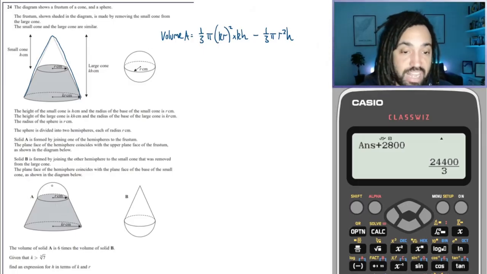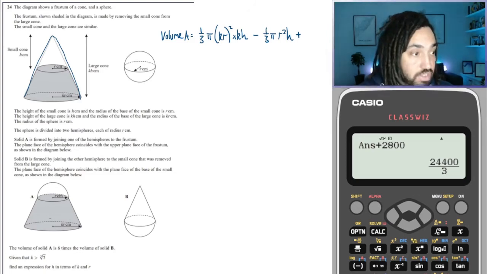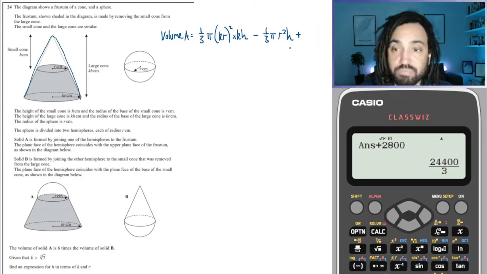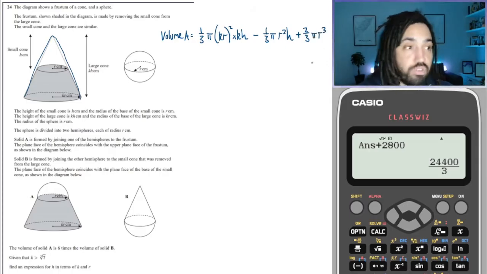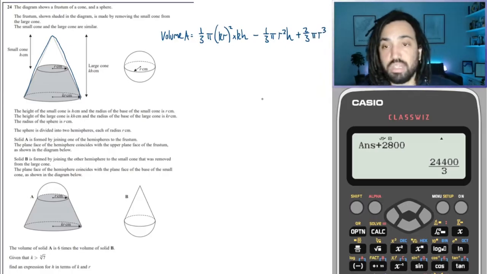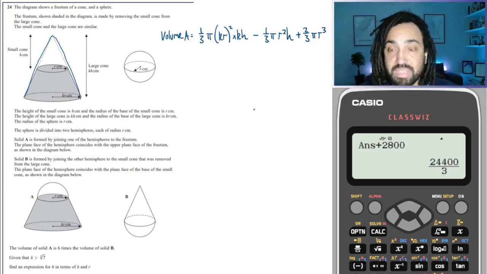But then we've also got to add on the hemisphere as well in order to make this volume over here. And the hemisphere, well, a sphere is 4/3 pi r cubed. So a hemisphere is 2/3 pi r cubed. And there we go, that is volume A.